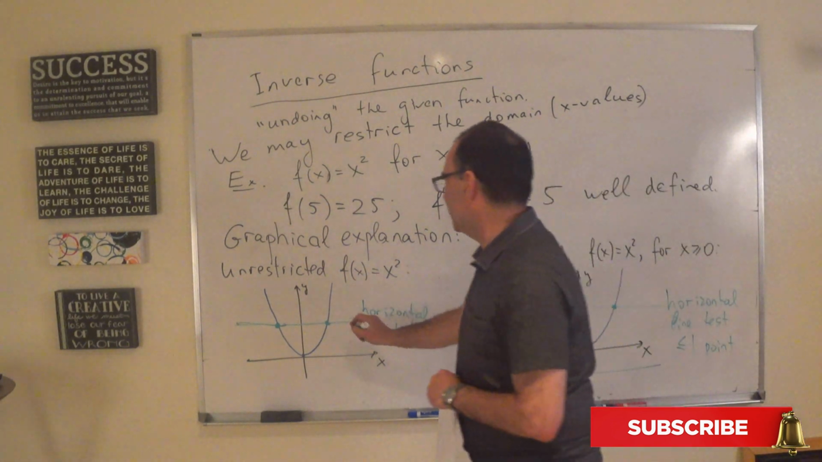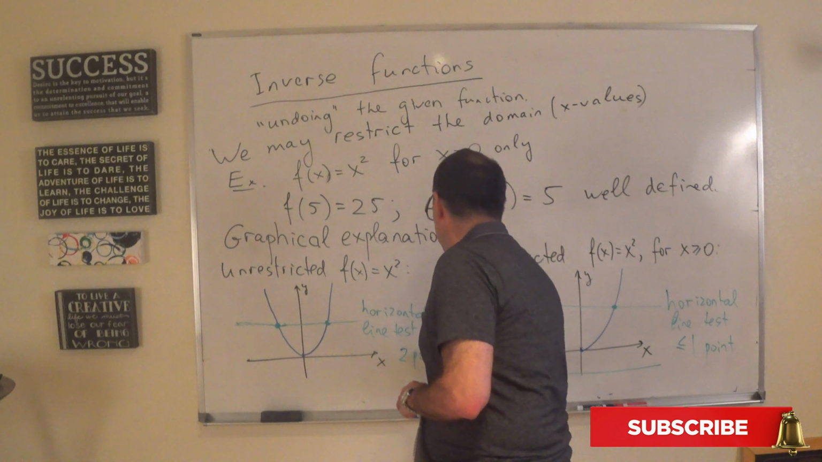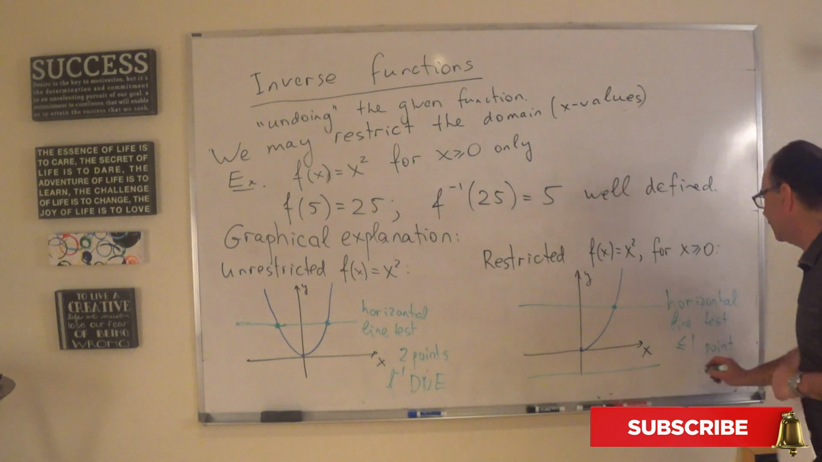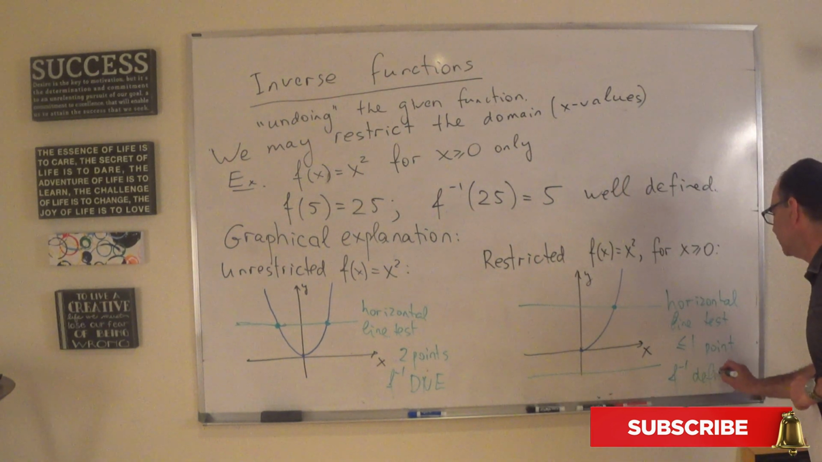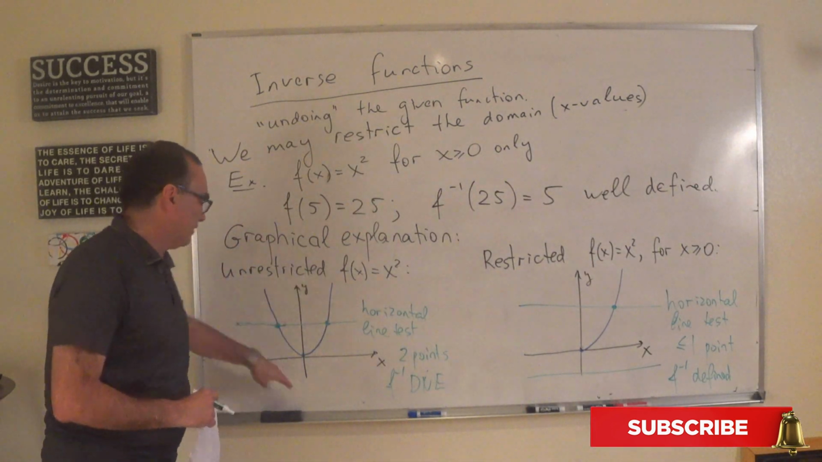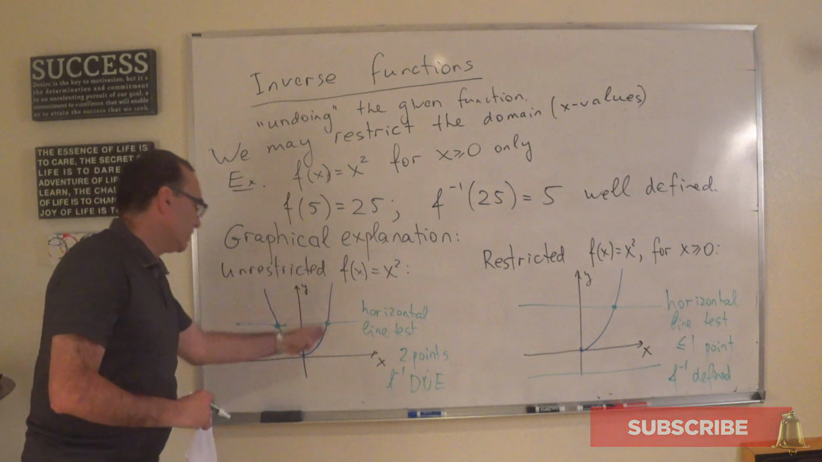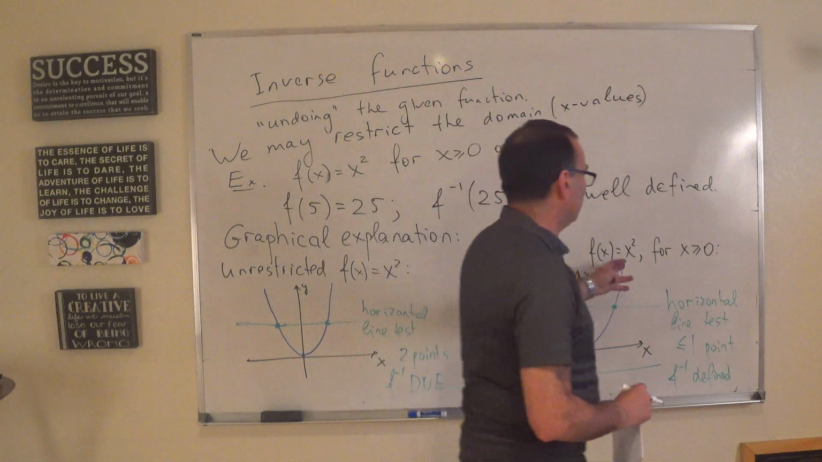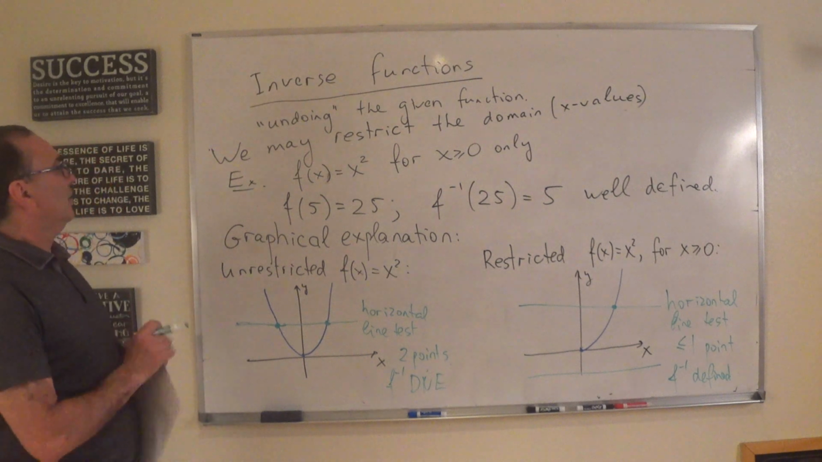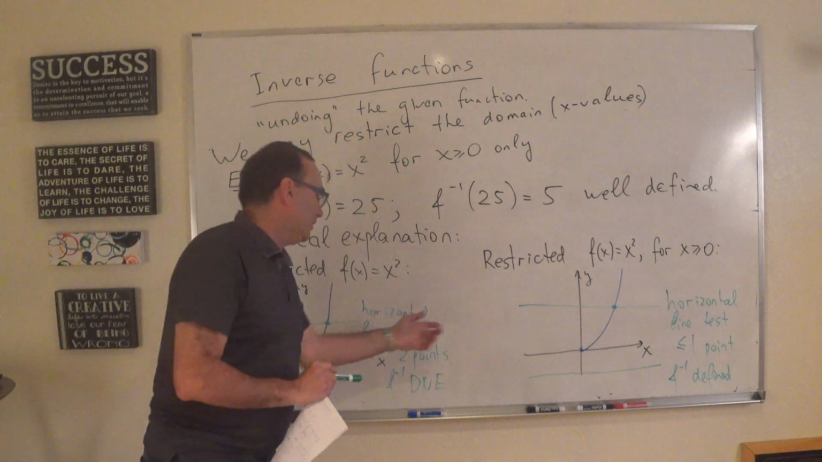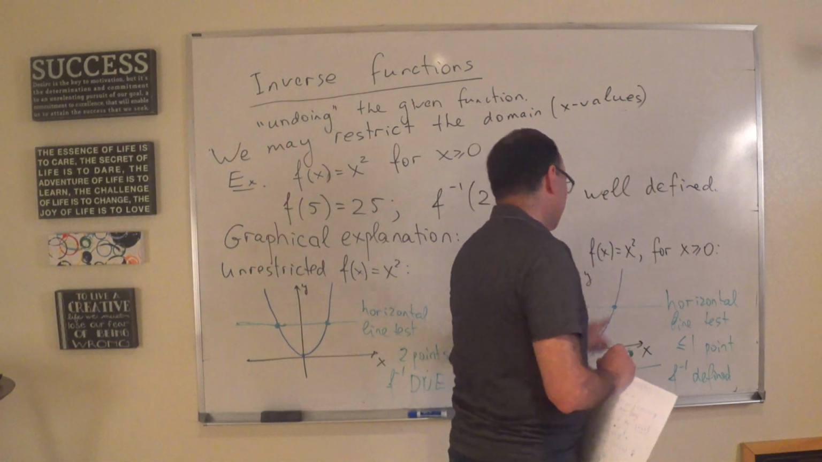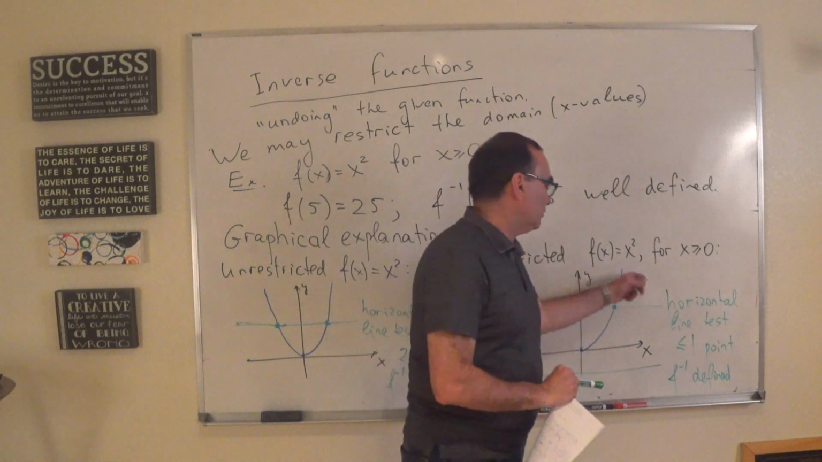And here we have a horizontal line test with 2 points. 2 points means that f inverse is undefined, or does not exist. 1 point means that f inverse is well defined. So this is the idea. When you have a bad function, we can restrict it, only consider one half or one part of it, and then it will be a good function, so the inverse function exists. So this is the idea of how to make inverse functions: if the inverse function is initially undefined, you can restrict the domain of the original function, and then the inverse function will be defined.